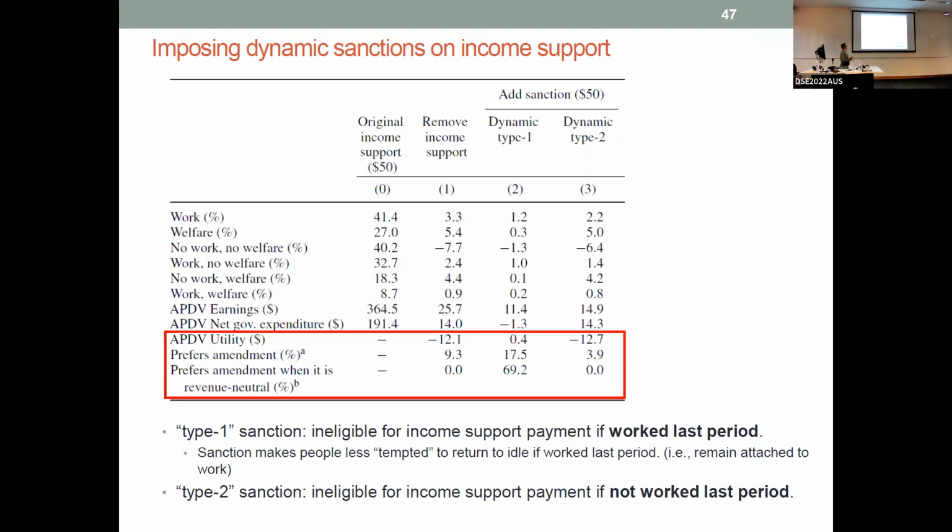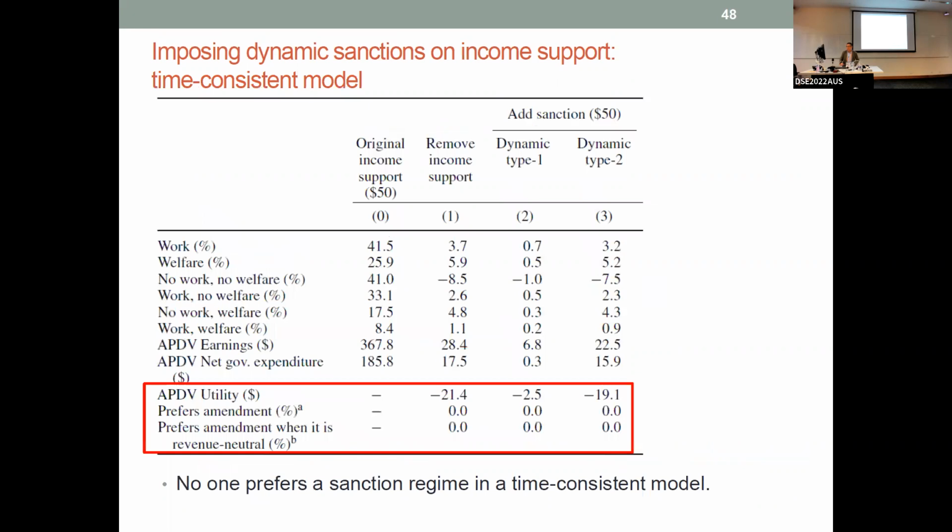There is one particular sanction regime where about 1/5 of the individuals in the sample would prefer a sanction over no sanctions. And if you make things revenue neutral, actually 70% of the sample would prefer this kind of sanction. I'll just leave the details to the paper. And for a time-consistent model, as expected, imposing a sanction, no one would prefer this regime. So 0%.